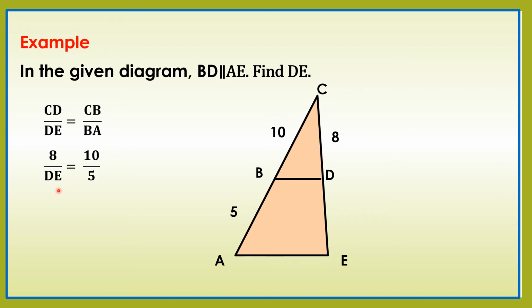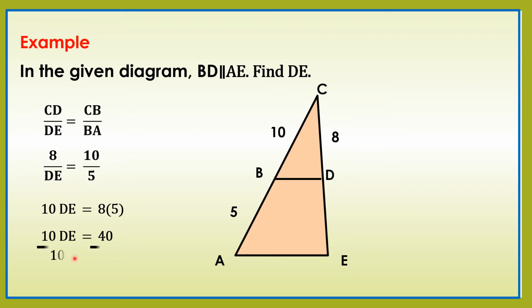Substitution. So, we will have CD is 8, our DE is unknown, our CB is 10, and our BA is 5. Cross multiplication. So, we will have 10 times DE. It can also be 8 first, times 5. So, I will start with DE times 10. That is, 10 DE is equal to 8 times 5. Then, simplify 8 times 5. So, we will have 10 DE is equal to 40.